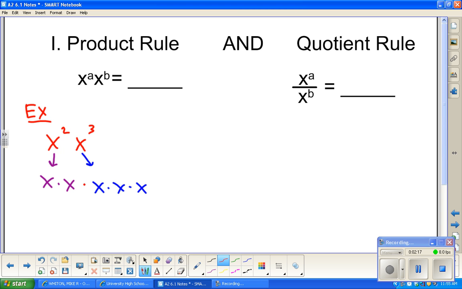So how many x's do we have? 5. So what did we do to those exponents? Add them together. That's the rule. As long as the base is the same, in this case they're both x, you can just make the new exponent a plus b. Okay, 2 plus 3 gets you the 5.